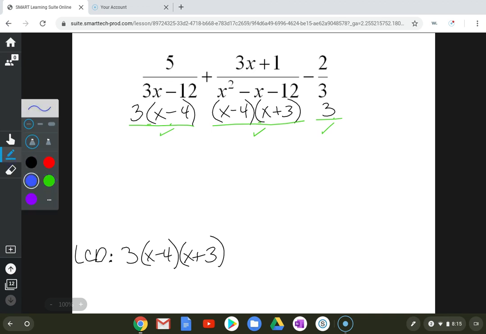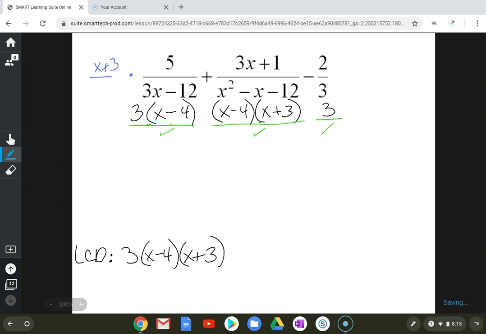Okay, I'm going to write in blue for a second when I write what I have to multiply by. So this first term, I have to multiply by an x plus 3. This middle term, I just have to multiply by a 3. So I'm going to squish it in here, by a 3. And then the last term has to get multiplied by all those factors.